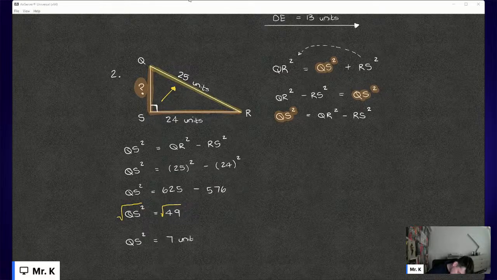Now, does this make sense looking at our triangle? Is it possible that the missing side can be just 7 units in length? Absolutely, it could be.